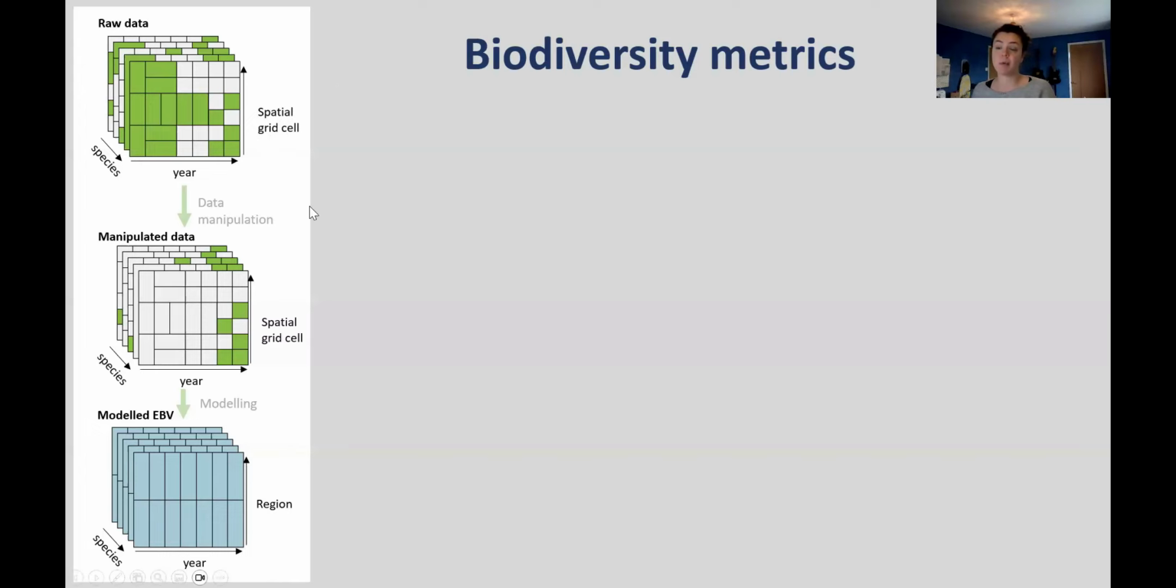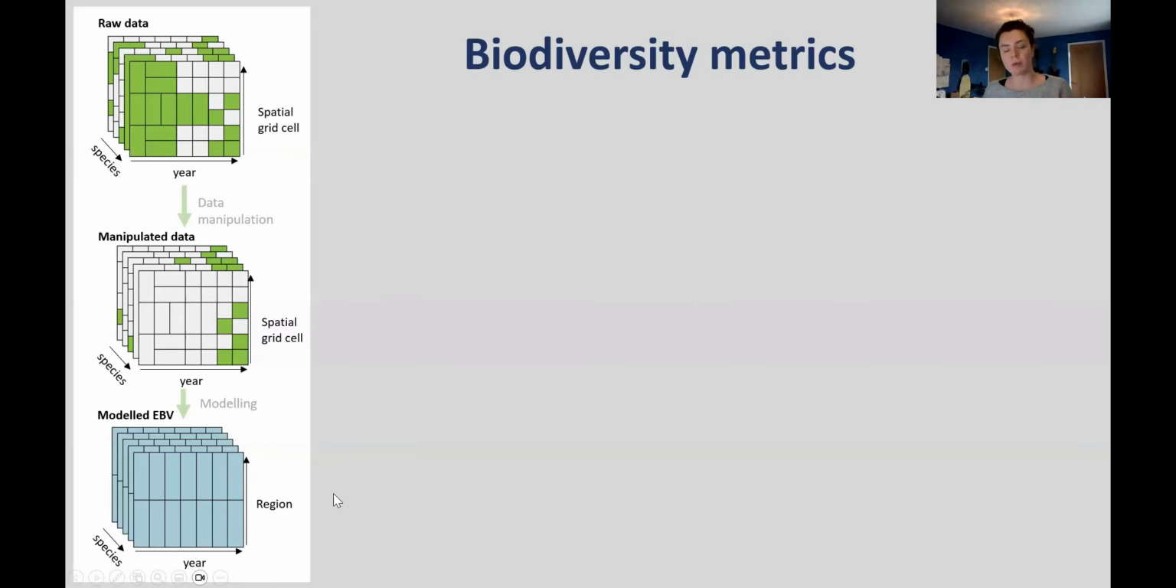The data manipulation step makes that data set more homogeneous by discarding all of the data that are at a coarser resolution. We usually only retain the records that are at 1 kilometer resolution and day precision. And then we've done the modeling. So now we've got some model estimate for each species for each year and for different regions. So we've aggregated the space variable to a region, where a region usually means country, so either a UK level or England, but we have been producing some outputs at a smaller spatial scale.